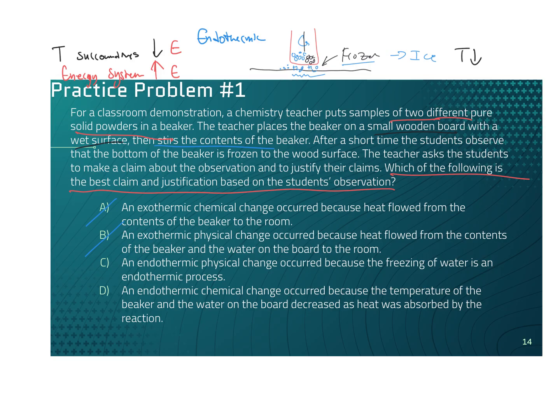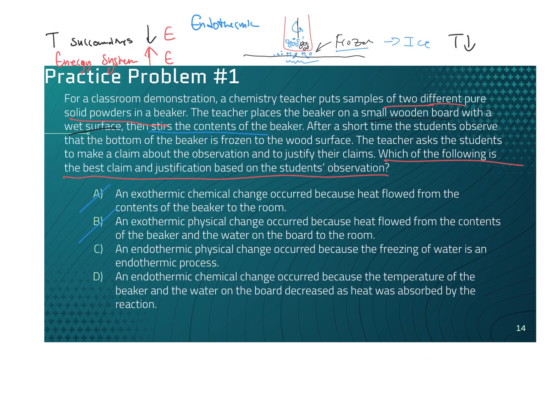And so it says an endothermic physical change occurred because the freezing of the water is an endothermic process. The second one says an endothermic chemical change occurred because the temperature of the beaker and the water on the board decreased as heat was absorbed by the reaction. As we see here, right, it says that she stirs the contents of this beaker together, and as a result of that, the water has frozen. And so it isn't that we're freezing the water by cooling it down. This reaction is absorbing heat from this water, which then freezes the water. And so the answer here would be D. We have an endothermic process, and it's a chemical change because this reaction is causing that water to freeze.